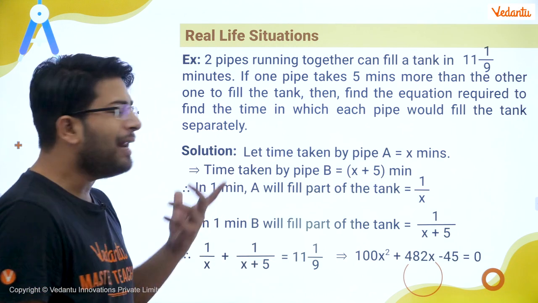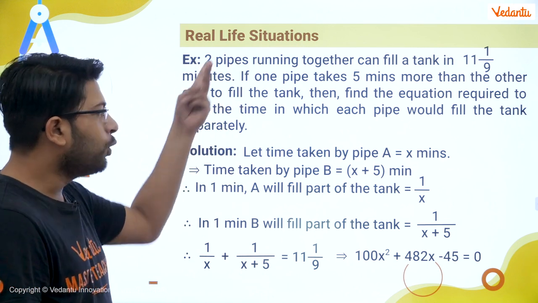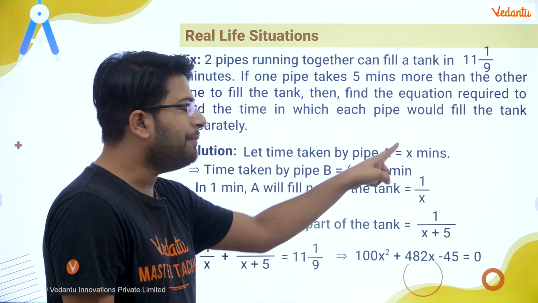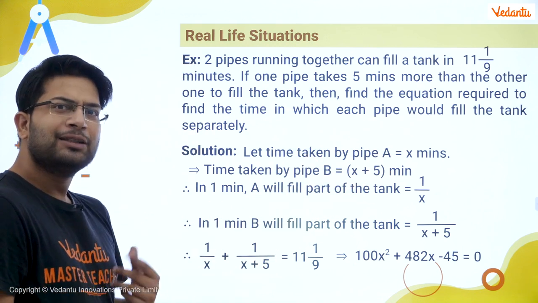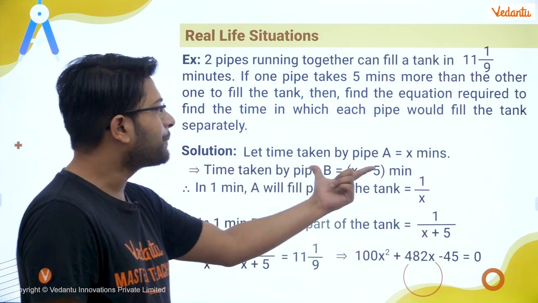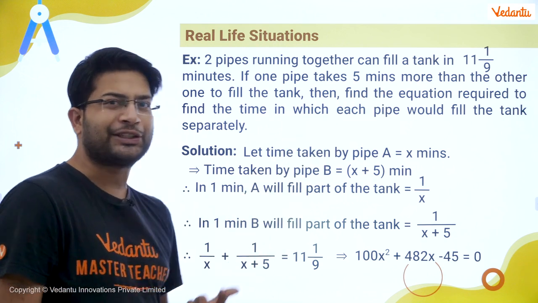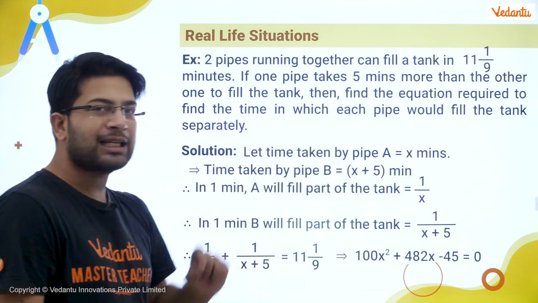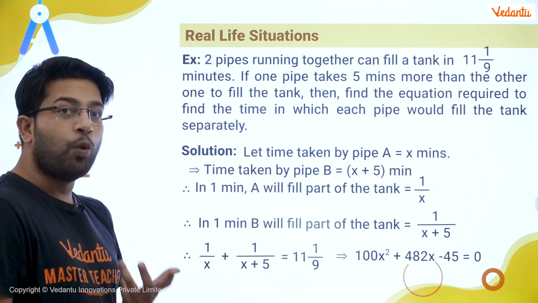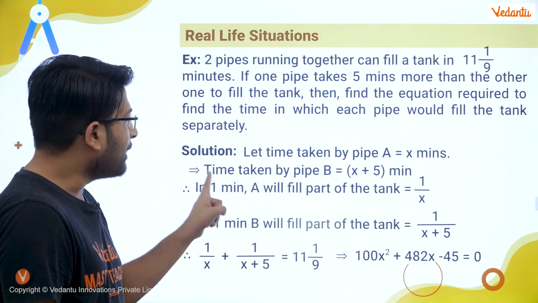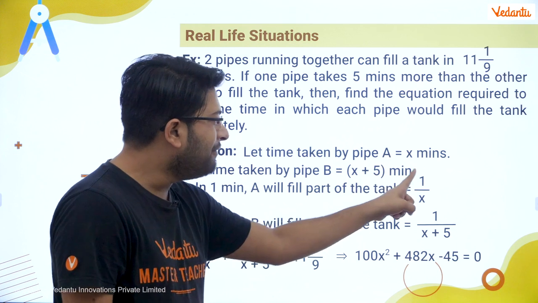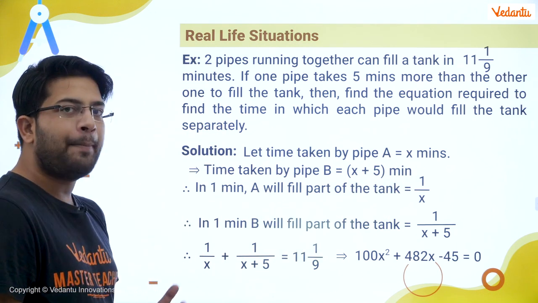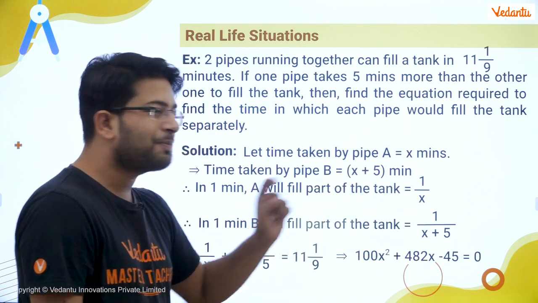That's it. So champ, let's assume the pipe A. There are two pipes, pipe A and pipe B. Pipe A is taking the time x minutes to fill the tank. So pipe B will take x plus 5 according to the given information. Now, if pipe A is taking x minutes to complete the work, then in 1 minute the work done by pipe A will be 1/x, and in 1 minute the work done by pipe B will be 1/(x+5).